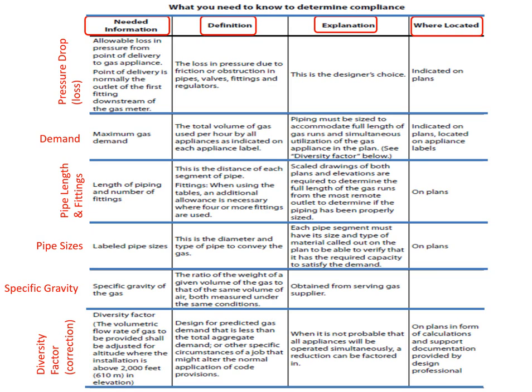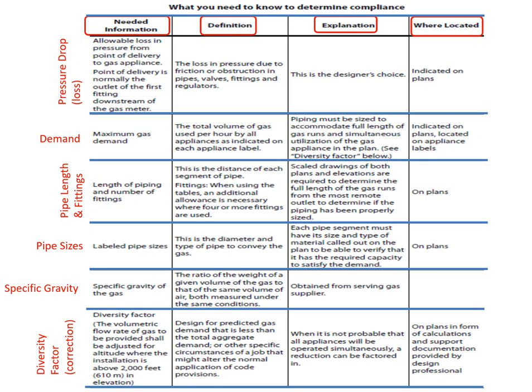The explanation, scaled drawings of both plans and elevations are required to determine full length of gas runs from the most remote outlet to determine if the piping has been properly sized. Where is this information required? On the plans and construction documents. Pipe sizes. Labeled pipe sizes. We are concerned with the pipe sizes.